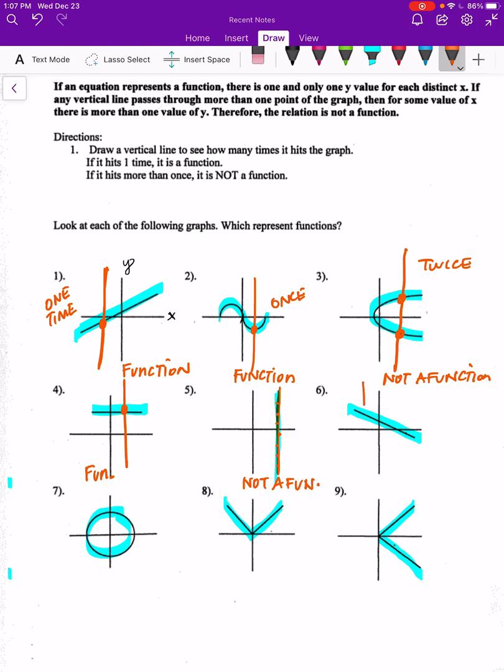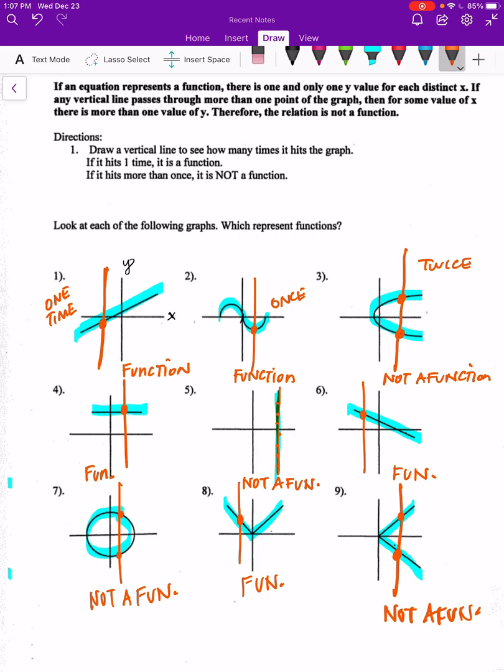Okay, vertical line, boom, hits it once, function. Vertical line, hits it once, twice, two times, not a function. Draw a vertical line, hits it once, this is a function. Draw a vertical line, hits it twice, not a function. Okay, so that is the vertical line test, actually drawing a line to determine if it's a function or not.